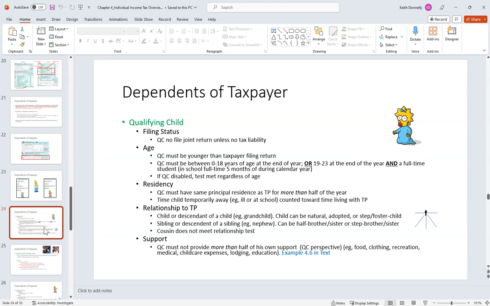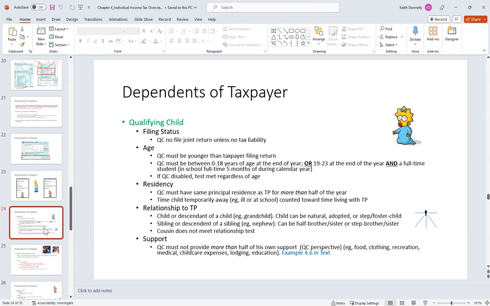Next, Maggie has to be the right age, right? Generally it's going to be 0 to 18. However, if you're between 19 and 23 and you're a full-time student, you meet the age requirement. So a lot of you, if you're in college, this is how your parents claim you. Further, if you're disabled, you're always going to meet the age test. So this is a way they help people with disabilities.